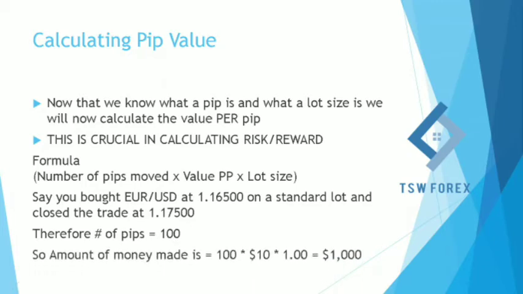So in essence, the amount of money that we would have made on that trade is, we have the 100 pips, which is the number of pips moved, times the value per pip, and of course we know the value per pip on a standard lot is what? $10. So we have that $10 multiplied by the lot size used, which is the standard lot, which is equal to 1. So if we had 2 standard lots used in this instance, we would have had 2 here, 3 standard, 3 here, etc.